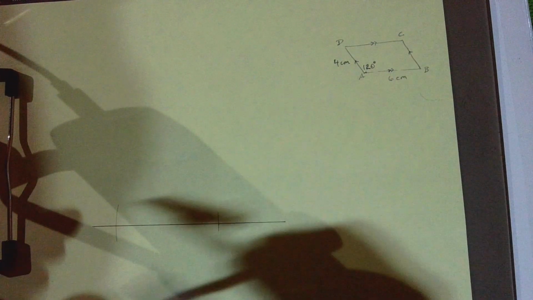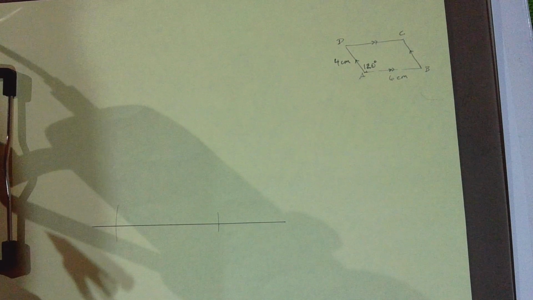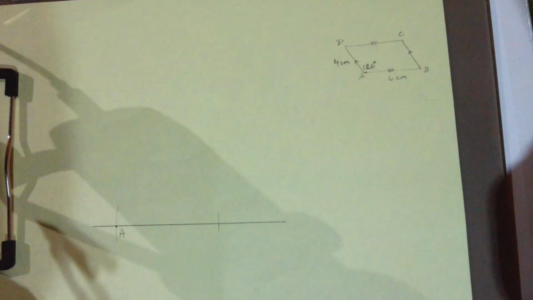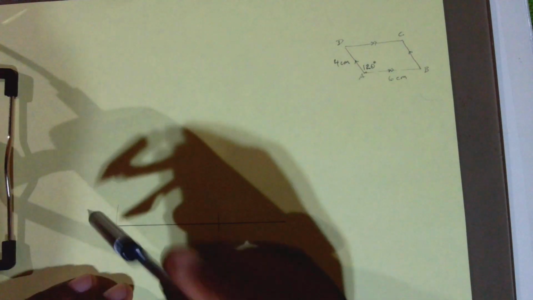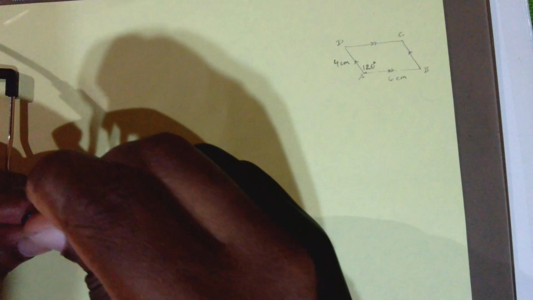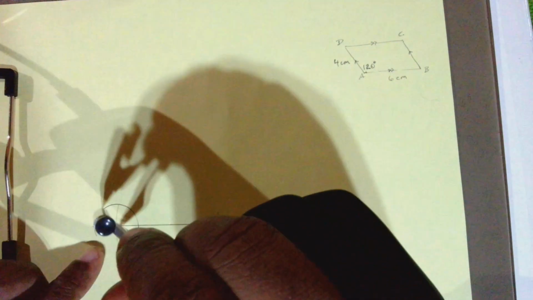Alright, now I want to create that 120 degrees at this point, which is point A. So let's do that. I'm going to create that semicircle first from point A. Okay, so that's my semicircle. Let's ensure that's drawn properly. Okay, so that's accurate.